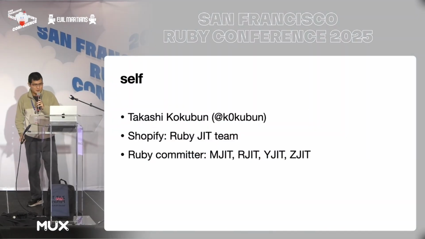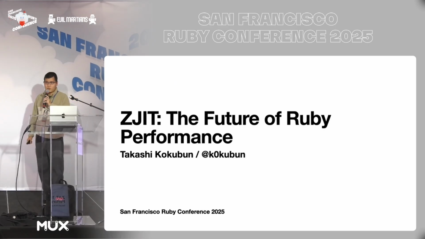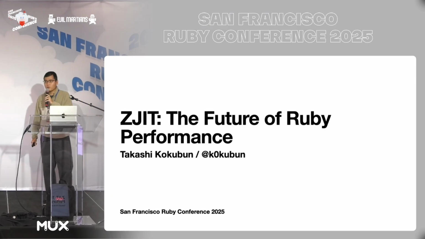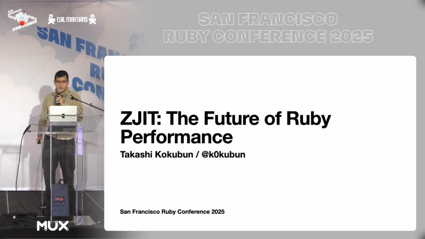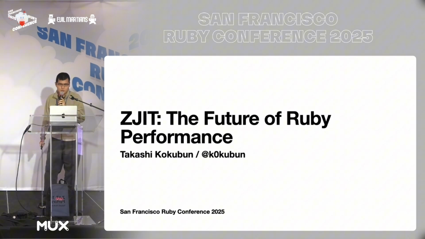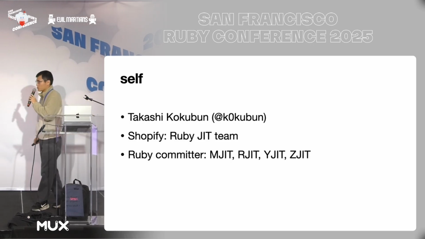All right, thank you. So today I'm going to talk about ZJIT, which is the next generation of the JIT compiler we have in Ruby 3.4 as YJIT, and also the future of that next version. So my name is Takashi Kokubun.